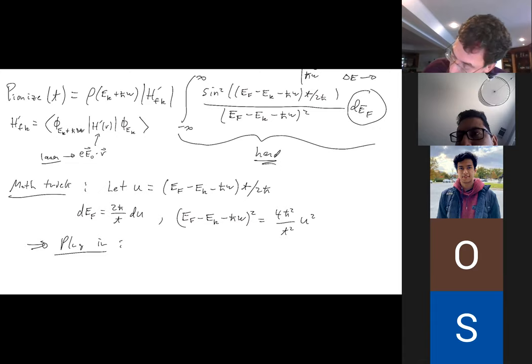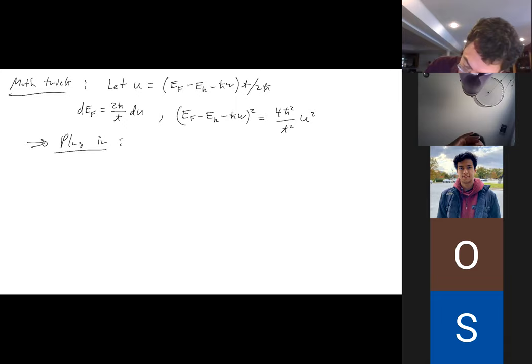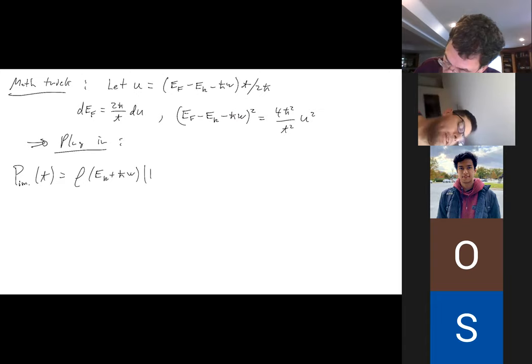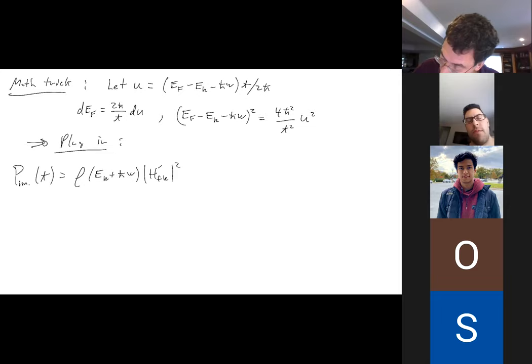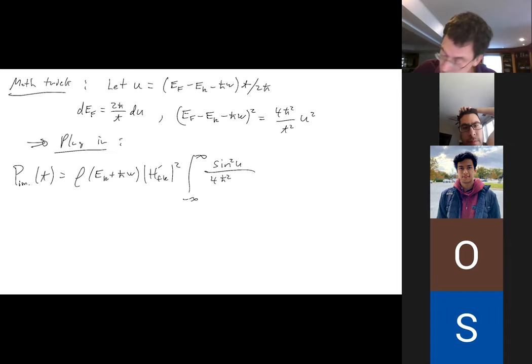And when we plug that in, what we see is that the probability to ionize at time t is equal to the density of states at that energy plus h bar omega, the matrix element connecting the initial and final states, and this integral from negative infinity to infinity of sine squared u divided by 4 h bar squared over t squared u squared du. All right, I'm just plugging in. So I'm skipping some algebra, but it's very simple algebra. You guys could all do it.